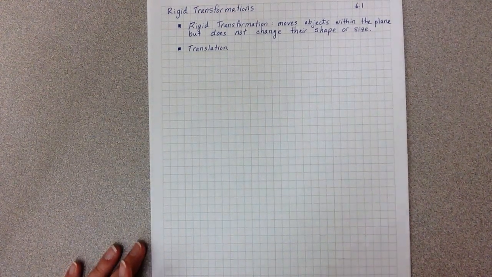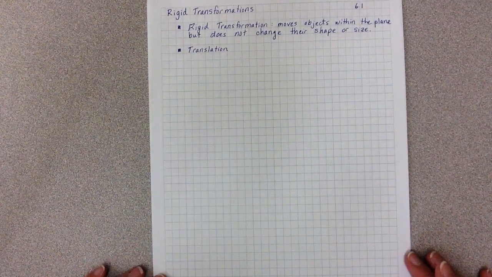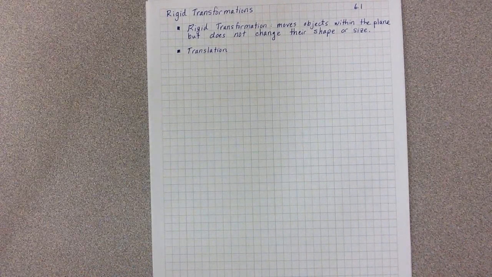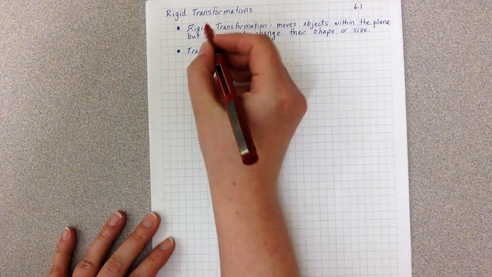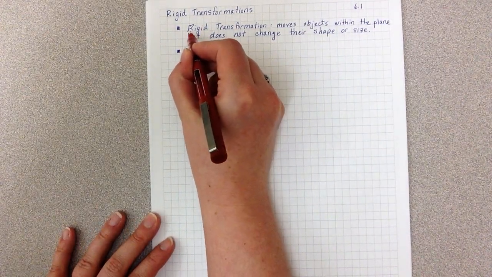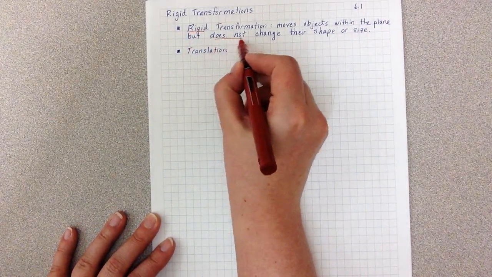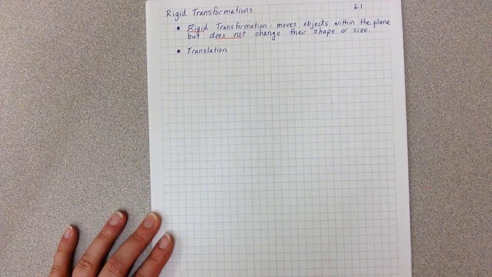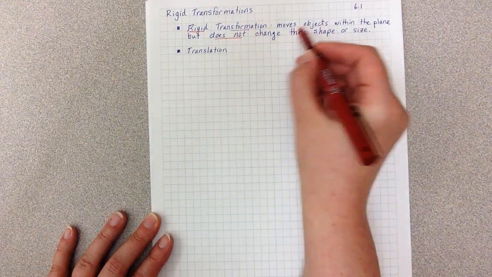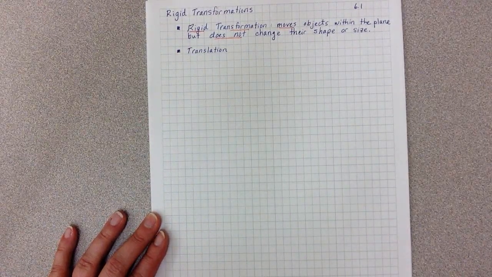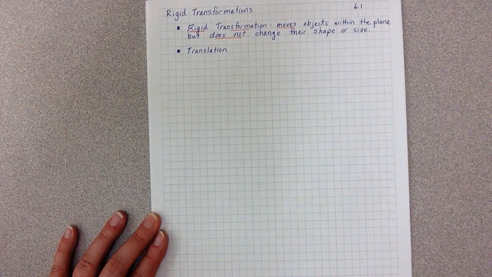These are the notes on rigid transformations from section 6.1. So first, a brief definition of rigid transformations. There are two important pieces to this definition. Rigid, meaning the object does not change their shape or size, and transformation, meaning movement. So rigid transformations move objects within the plane, but do not change their shape or size. There are three rigid transformations.